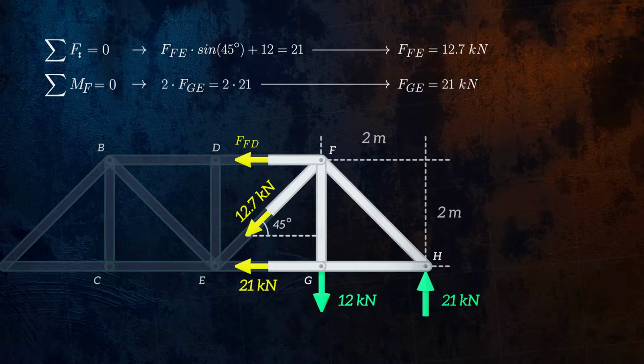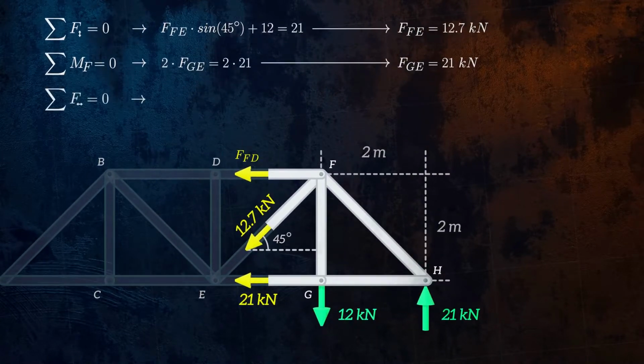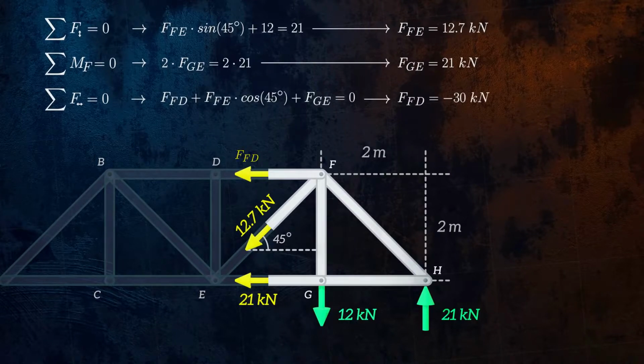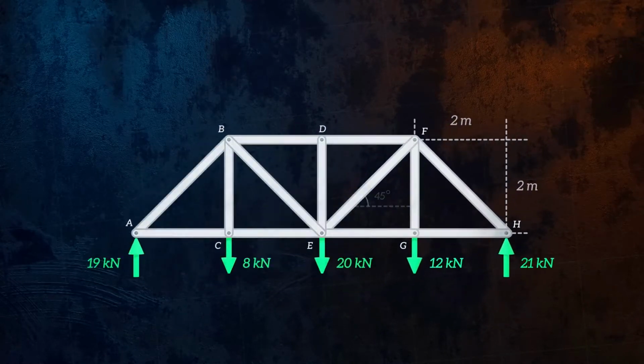Finally, we can take equilibrium in the horizontal direction to calculate that the force in member FD is equal to negative 30 kilonewtons. And that's it. We've calculated the internal forces in the 3 members we were interested in. 1 member is in compression, and 2 are in tension.